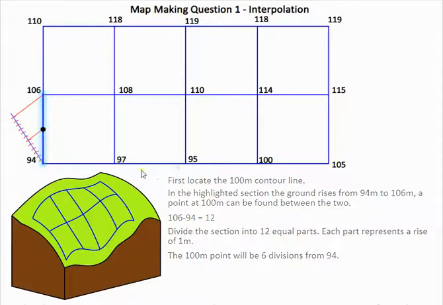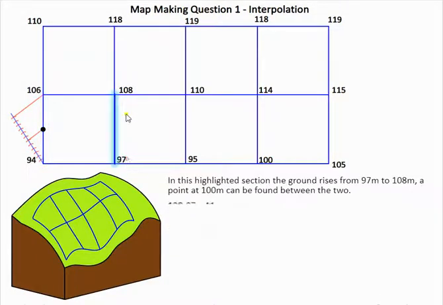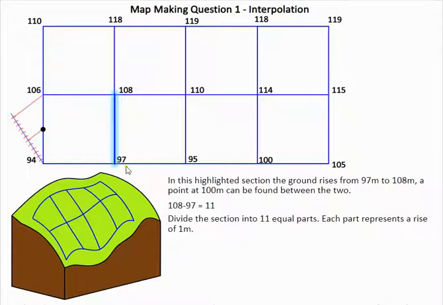Next then we'll do the same from the 97 to the 108. So again, this time it's 11 intervals. So what we do is draw off a line again at an angle, mark off 11 intervals, connect the first one back to the 108, and then draw the one from the 100 position. That gives us our 100 here.